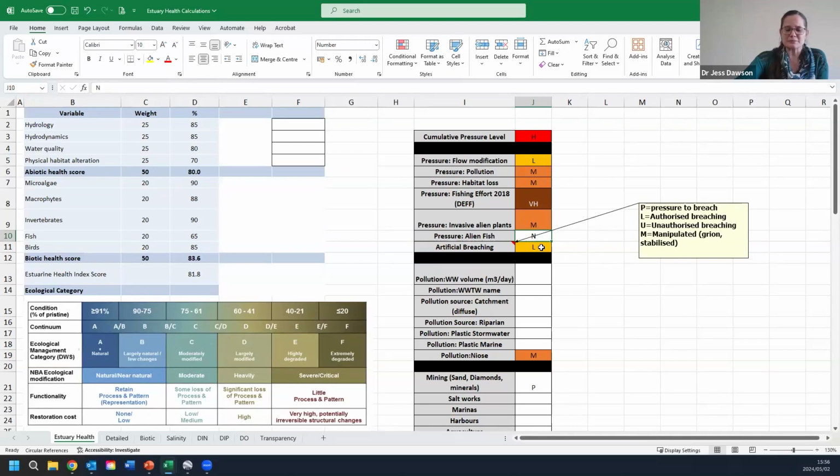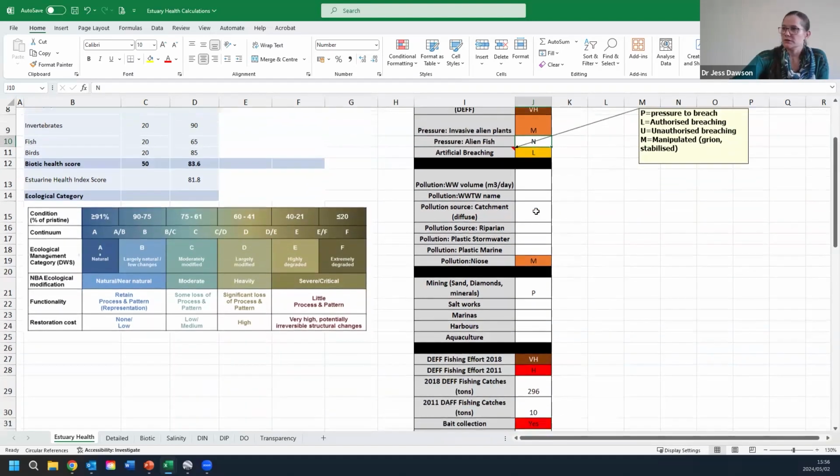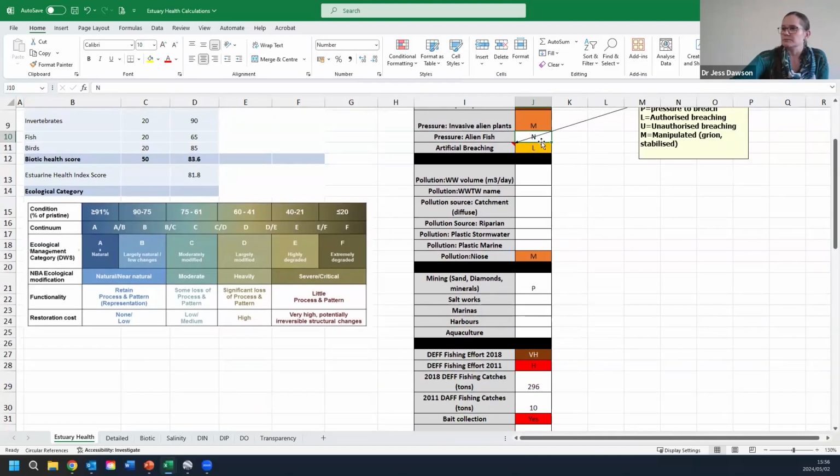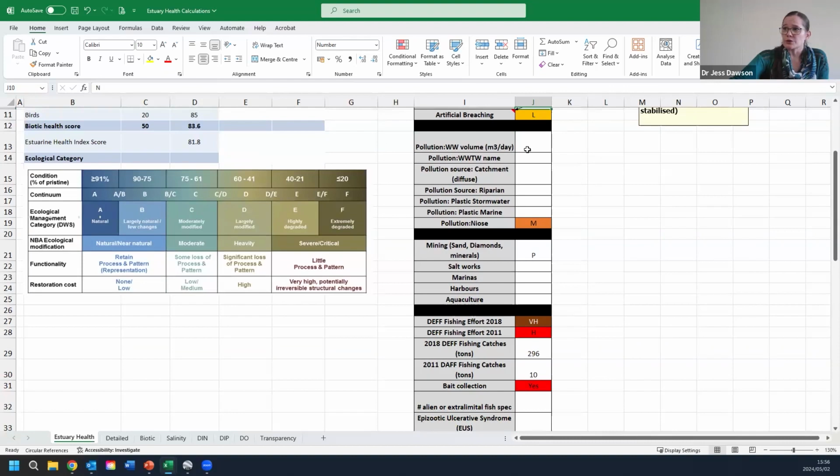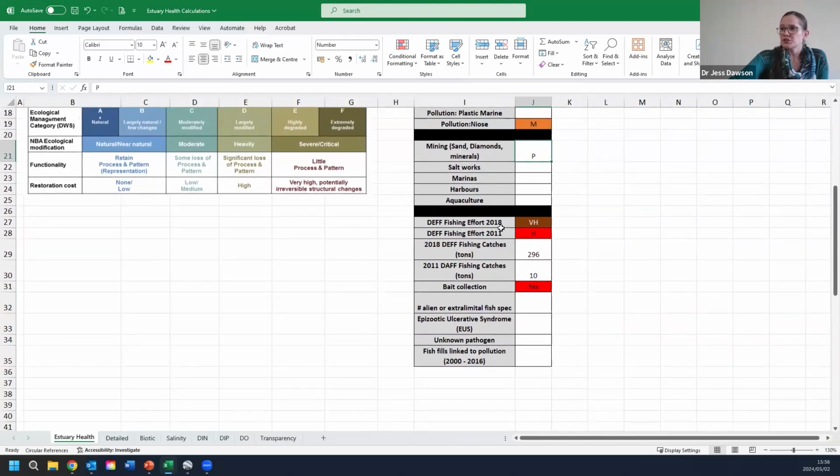Because it's such a big system, there's a lot of sediment to move. I have seen them breach the mouth artificially once, but it's not got a lot of unofficial breaching. No wastewater treatment works, limited catchment pollution, and it says medium noise pollution. Sand mining has some pressure, but it also has a level of protection. Fishing pressure changed between 2011, where it was considered high, to very high.